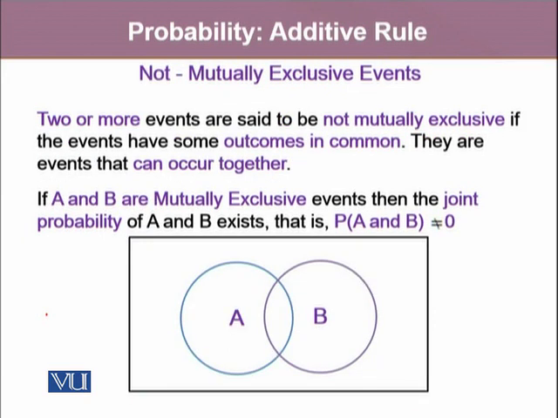The other type of events are not mutually exclusive events. Not mutually exclusive events are those events that can occur at the same time. If A and B are not mutually exclusive events, then the joint probability of A and B is non-zero. We can see from the following Venn diagram that if in this sample space we have two events A and B, then the region of joint occurrence is called A intersection B, which represents that the two events A and B can occur at the same time.